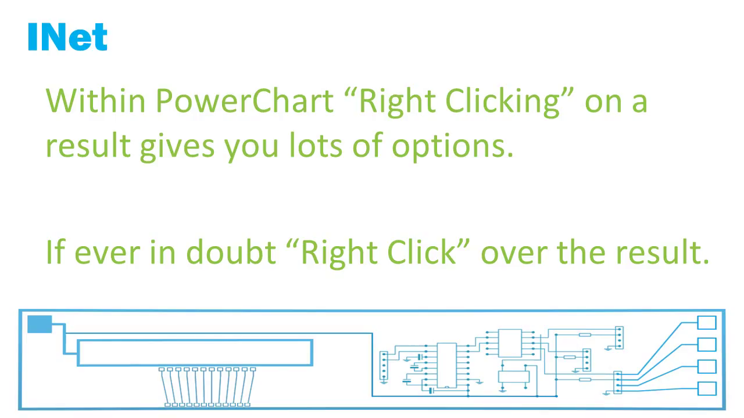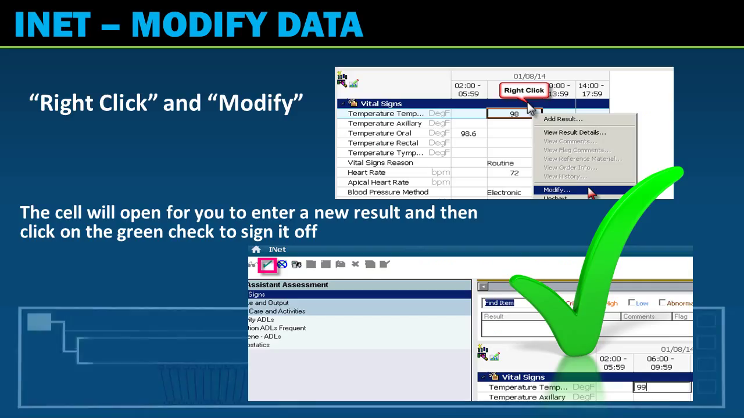Within PowerChart, right-clicking on a result gives you a lot of options. So if you ever are in doubt, all throughout PowerChart, to figure out what you might need to figure out, you can always right-click over a result or right-click over a charting option. In this example here on your screen, let's say, for example, I realized that I needed to modify that 98. Maybe it was 97 and I mistyped it in. Okay, so I could right click and modify, then it will open up for me to backspace over the error and rechart the correct value. Then I can green check, sign it off.